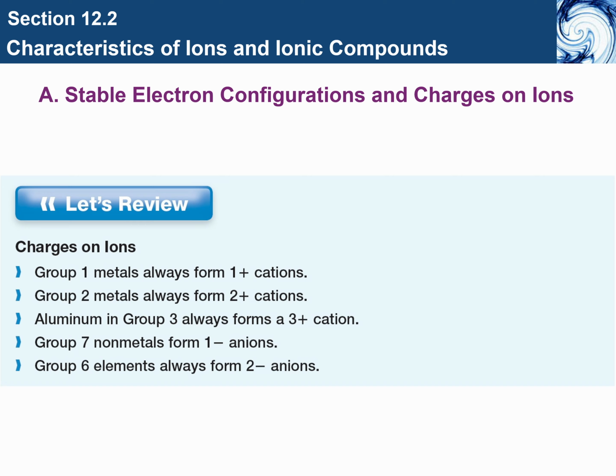Stable electron configurations and charges of ions. This slide is a visual summary of common ion charges by group. As we have learned, group 1 are metals that will form +1 cations. Group 2 metals will form +2 cations. Aluminum in group 3 is the one that will form +3 cations. The group 7 nonmetals form -1 anions. And group 6 elements will always form -2 anions.